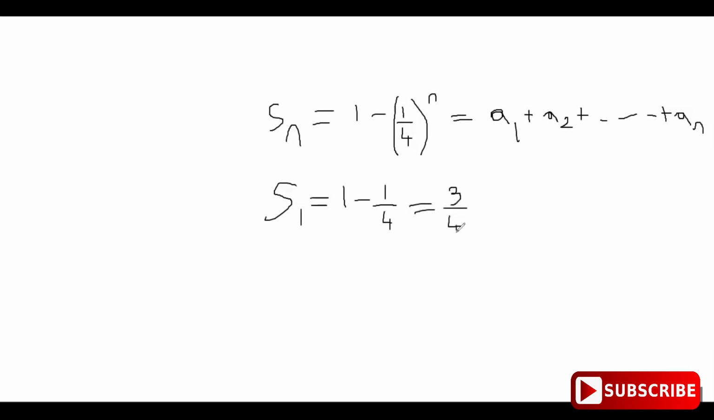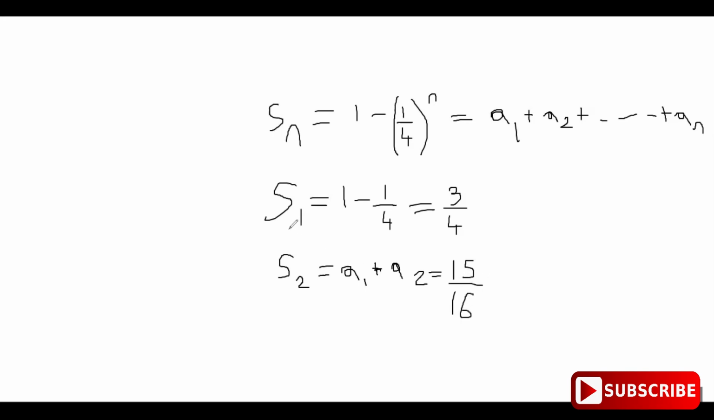3/4. So that's A1. Now S2 is going to give me the sum of the first two terms, which is A1 plus A2. And A1 plus A2 is going to be equal to, plug in 2, I'm getting 1 minus a quarter squared, which is 1 over 16. 1 minus 1 over 16 is 15 over 16.